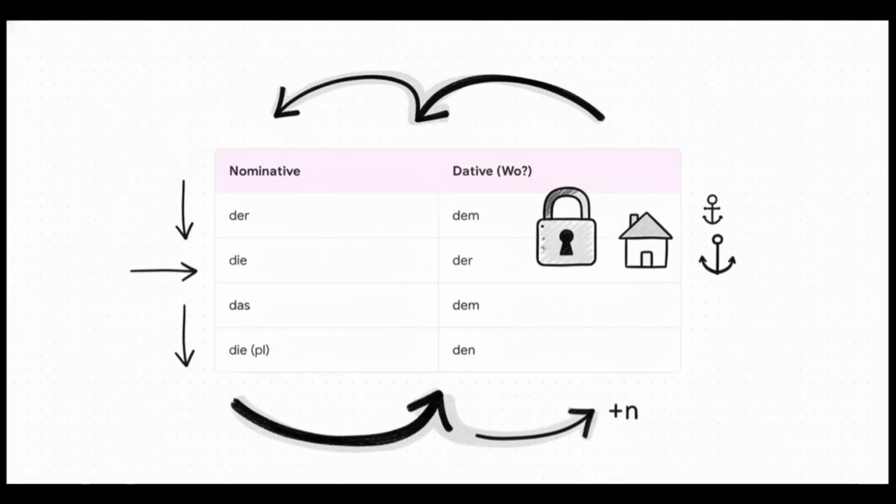Notice how our basic articles transform to indicate that fixed location. In the dative case, both the masculine der and the neuter das become dem. The feminine die becomes der, and the plural die becomes den, often adding an n to the end of the noun. This is basically German's way of flashing a neon sign saying, hey, this object is totally stationary.